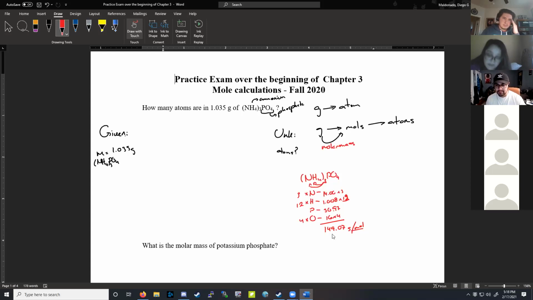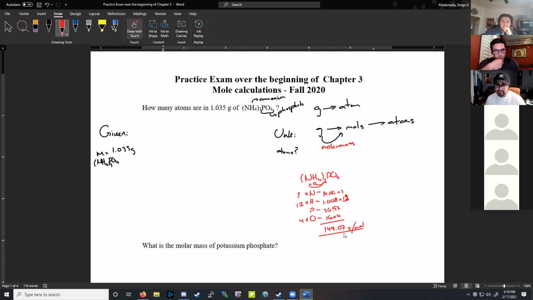Can I get someone to second that answer? I got 149.096. Yeah, that's what I got too. I rounded that up to 10 because of the sig figs. So I got 149.10.